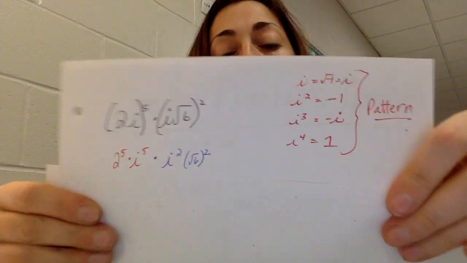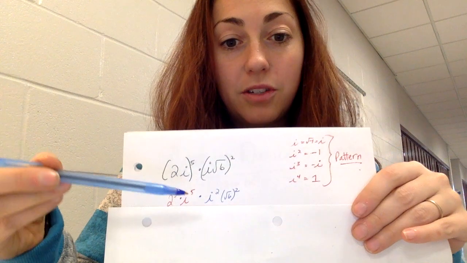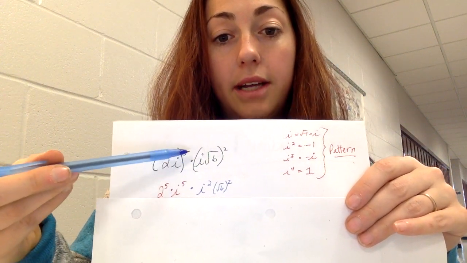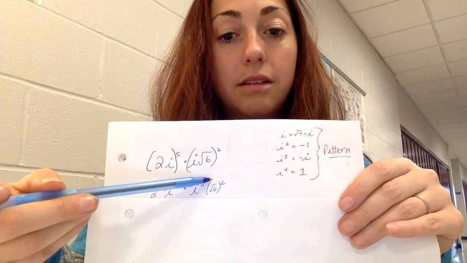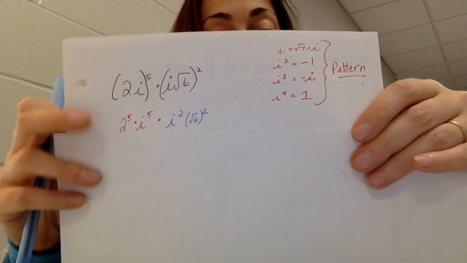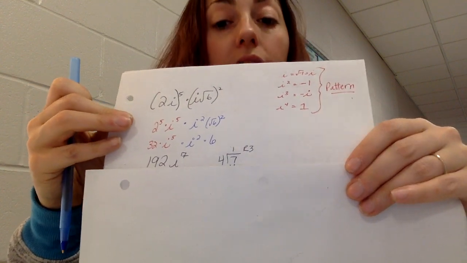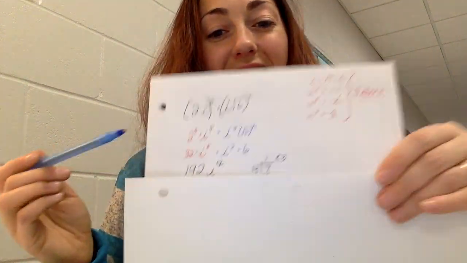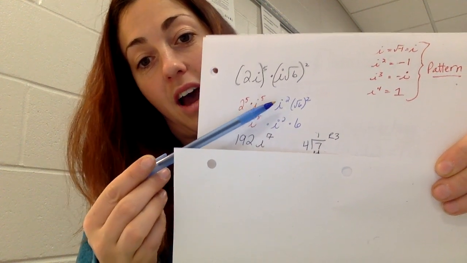For this one part where we have 2i to the 5th power, that turns into 2 to the 5th times i to the 5th. And then over here, i to the 2nd power is i squared. And the square root of 6 squared is the square root of 6 squared. Do you see the colors, how I change each piece at a time? Then 2 to the 5th is 32. I can't see it when I move it like that. 2 to the 5th is 32, i to the 5th is i to the 5th, i squared is i squared.